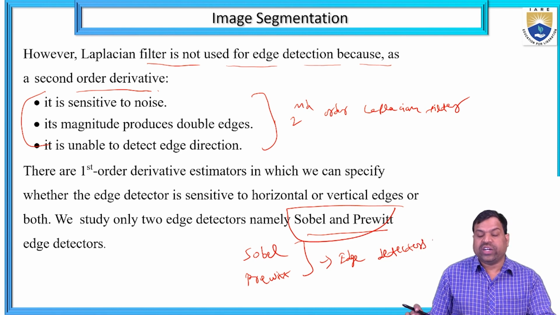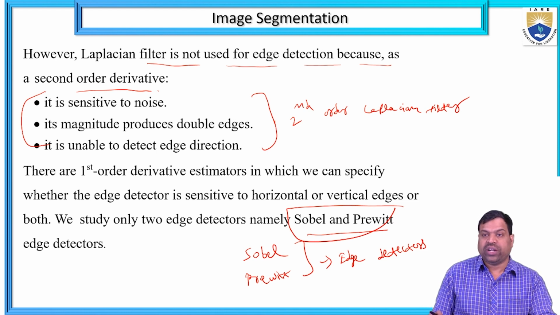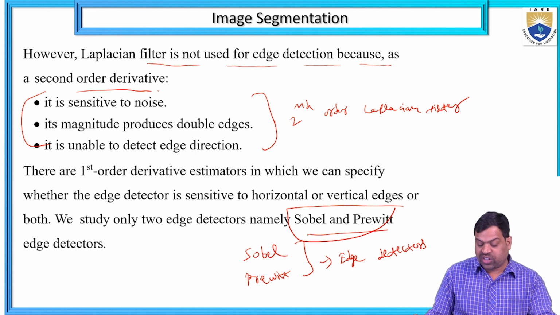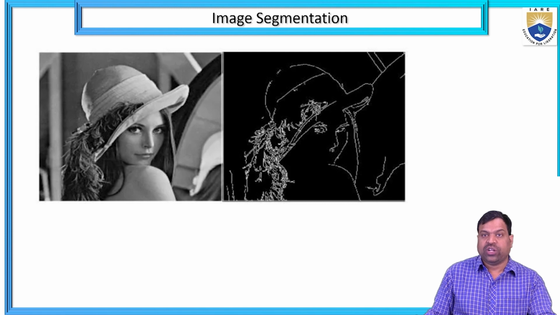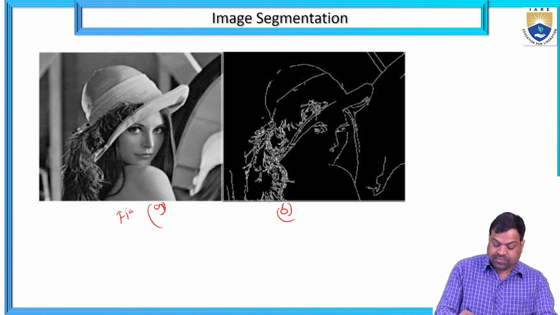To find the edges, the Sobel and Prewitt operators play a very important role. Next we will discuss these Sobel and Prewitt edge detectors. First-order and second-order derivatives are used to find edge detections, and here is one good example of edge detection, figure A and figure B.